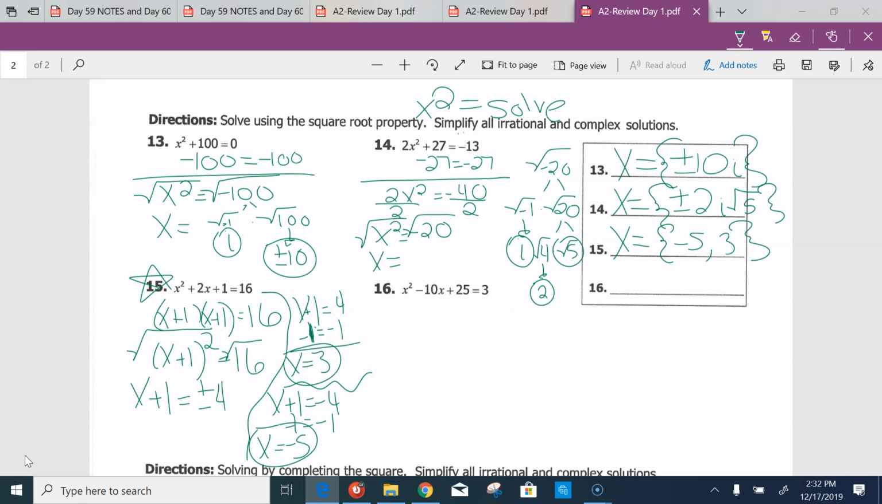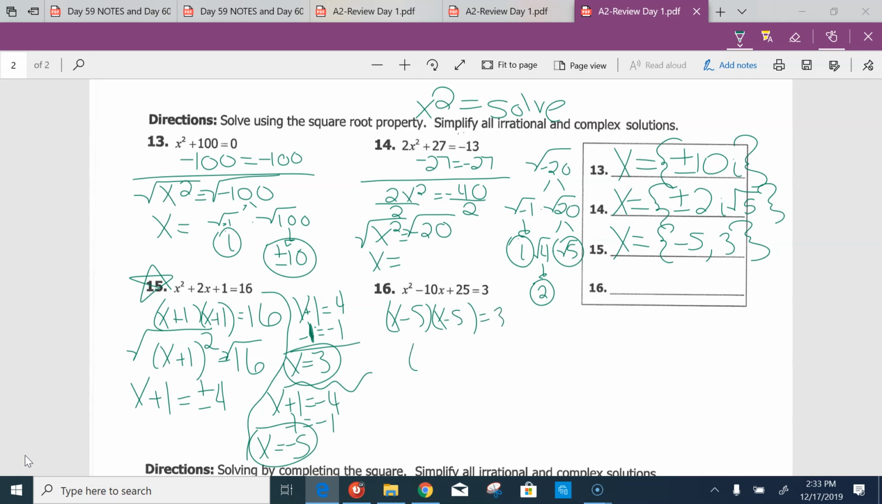And then our final one on the back is going to be number 16. For this one, what we're going to want to do is factor it again, because 10 and 25 are all related to each other. What two numbers will multiply to give me 25, but add to give me a negative 10? Negative 5 and negative 5.